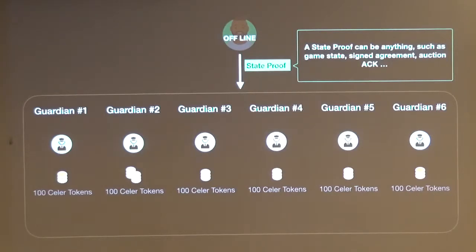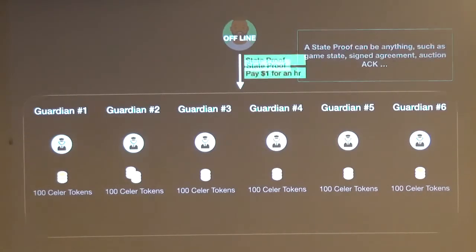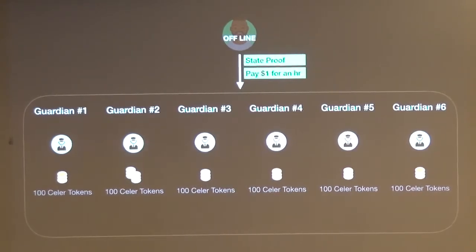It can be a game state, it can be a signed agreement, it can be auction acknowledgement. It provides a very, very homogeneous interface for the user. Now, the immediate question to ask is, how many state guardians will be guarding your state? Well, that is determined by the payment.